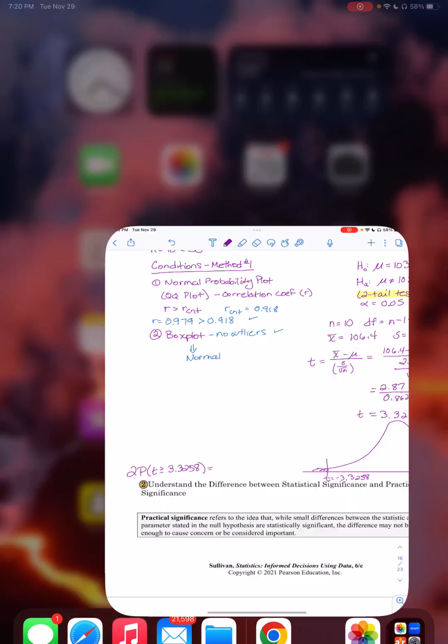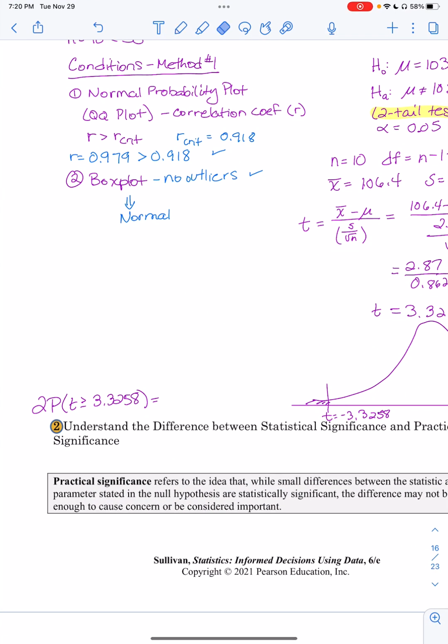So if I pop back over here, my p-value is 2 times 0.0044, which is going to be equal to 0.0088, which is certainly less than 0.05. Erase that line right in the middle. There we go. We'll make it tinier.